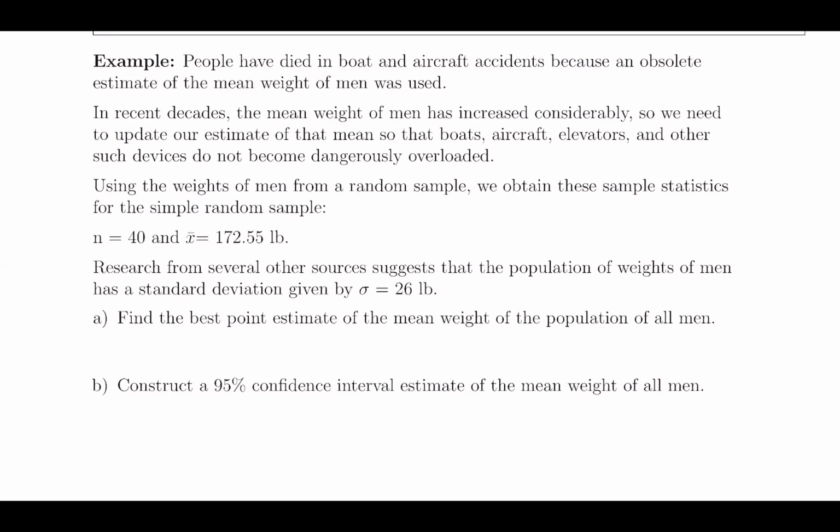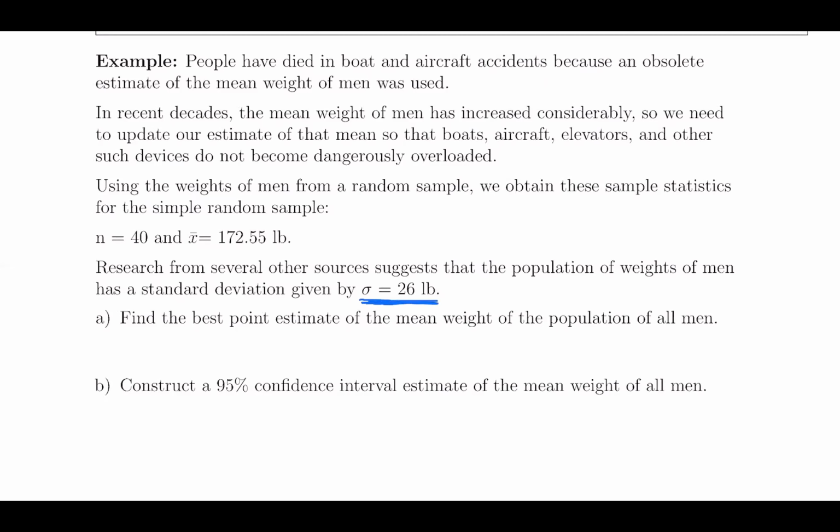If you look at this one, they gave us sigma. Since we know sigma is equal to 26 pounds, we don't have to use a sample standard deviation. In this case, we're going to use the z distribution. That's how you know when to use the z distribution versus the t distribution. If sigma is known to you, and usually they'll say population standard deviation, you use the z distribution. But if you have a sample standard deviation, that's when you use the t distribution. Any question in regard to that so far?